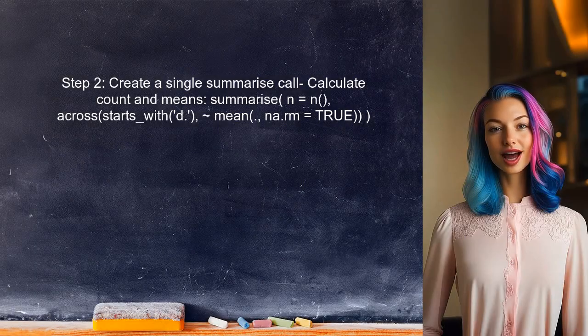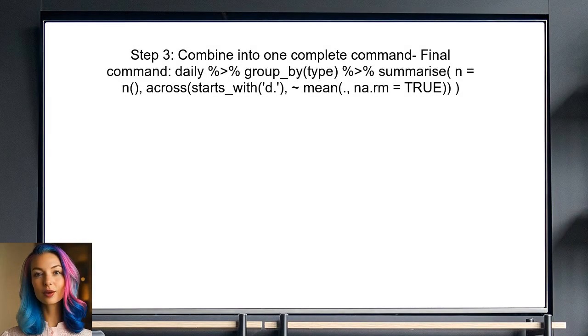Next, the user can create a single summarize call that calculates both the count of records and the means of the specified variables. This can be achieved by using the n function for counting and the across function for calculating means. Finally, the user can combine these steps into one complete command. This will yield a summary that includes both the number of records and the means of the specified variables in one go.